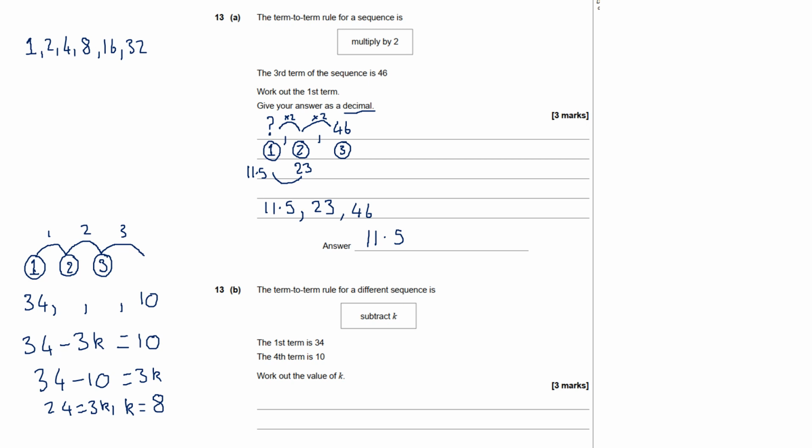So let's try it. So we've got 34, it's term 1, 34 minus 8, that gives us 26. 26 minus 8 is 18. 18 minus 8 is 10. So we're happy that that must be 10. Oops, just gone past the slide there. And because of that, we know that k must be 8. So sorry, I've lost my screen there a little bit, but k is 8 for that one. So let's move on to the next question.